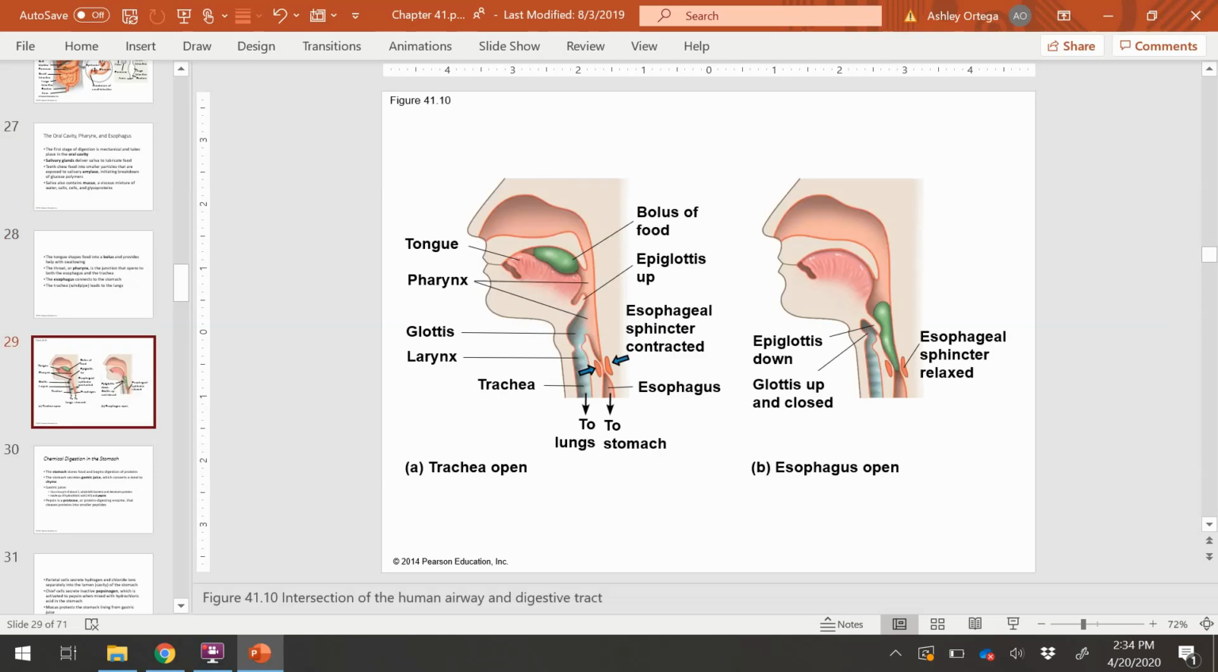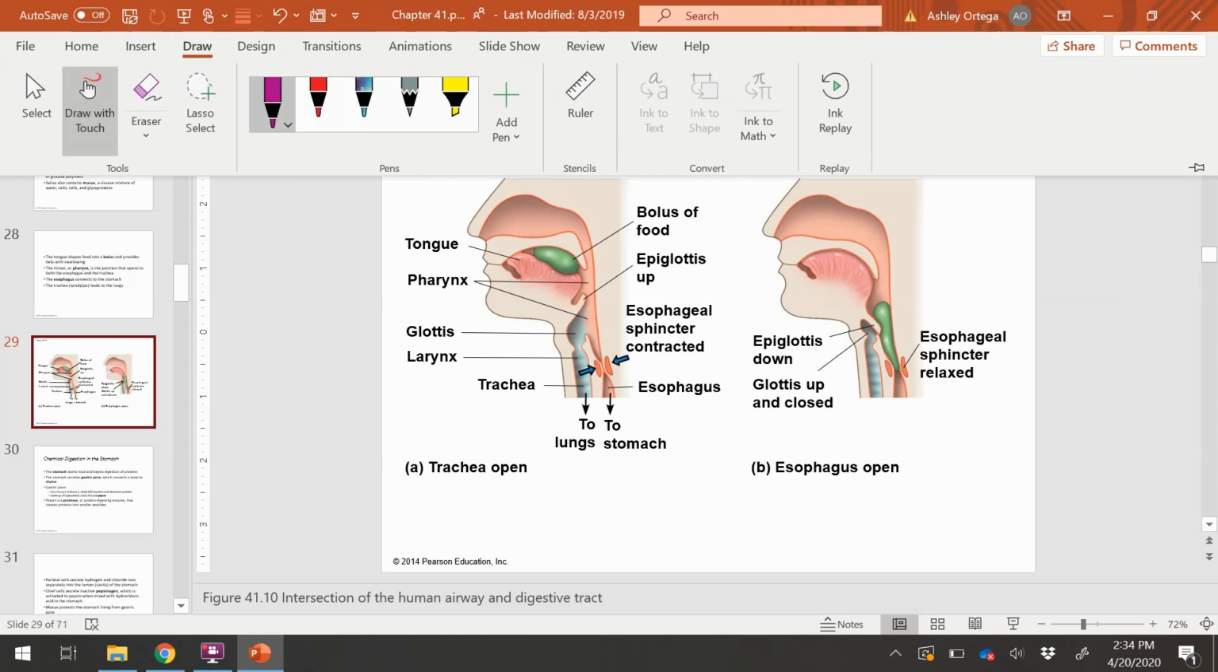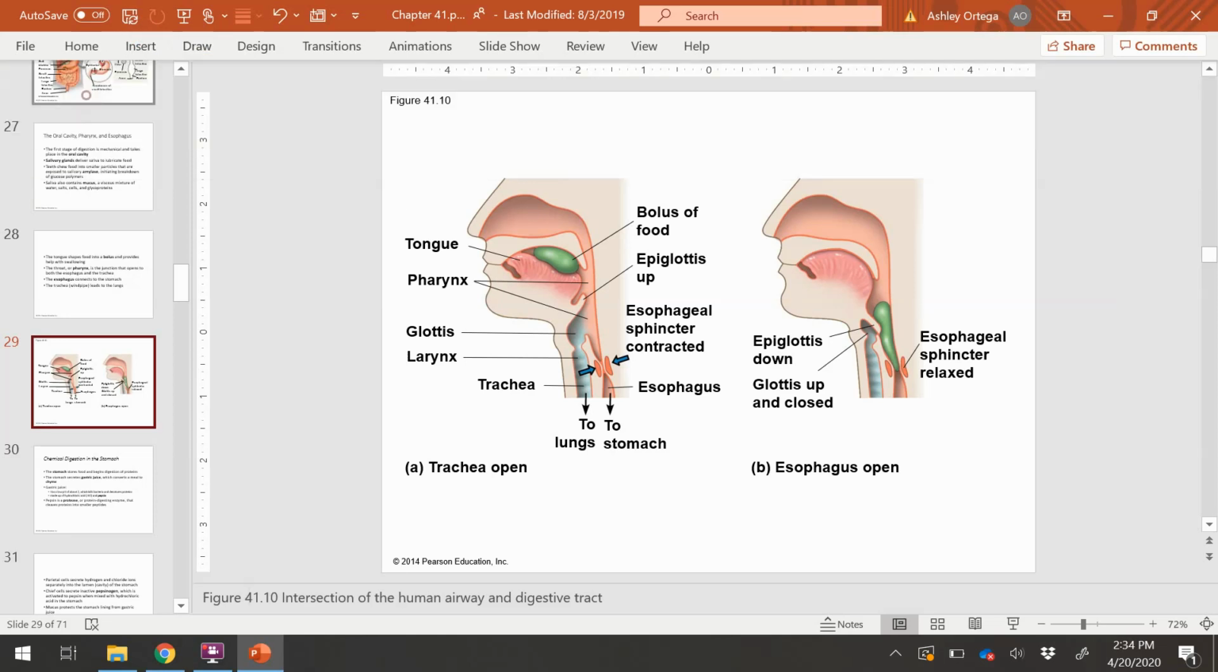So looking at the oral cavity, you can see the mouth, the tongue, not showing our teeth, along with the bolus of food that's about to be swallowed. But before it's swallowed in a normal state, we have the pharynx region, which is at the back of the throat here.